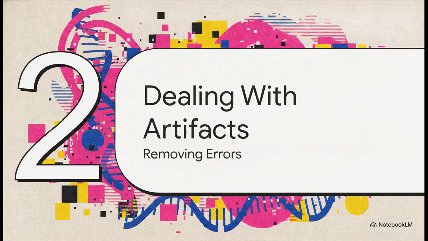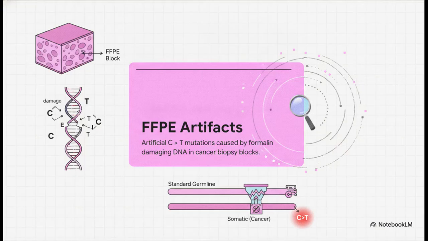All right, moving right along to Section 2, dealing with data artifacts. This part is actually fascinating. It's crazy how the physical handling of a sample literally alters the digital data. In cancer diagnostics, biopsy samples often come as FFPE blocks. That stands for formalin-fixed paraffin-embedded. The formalin is used to preserve the tissue, but get this, it actually damages the DNA in the process.